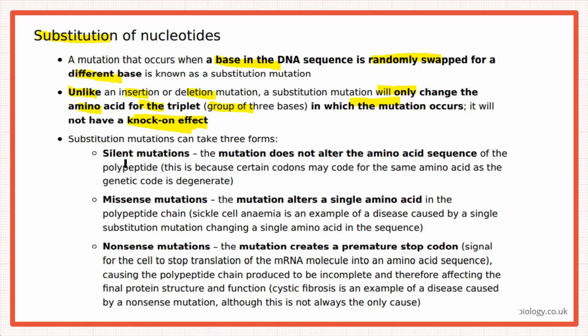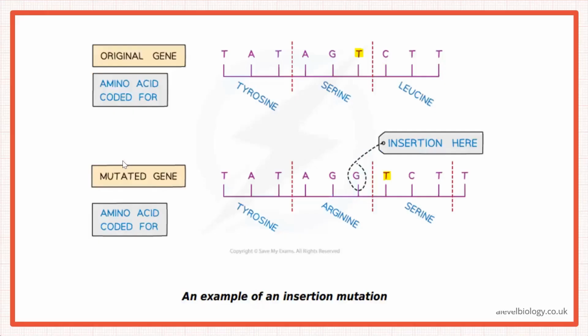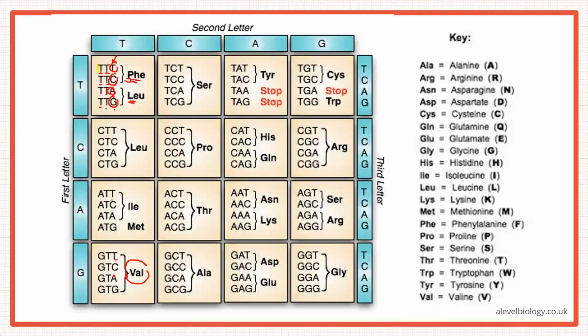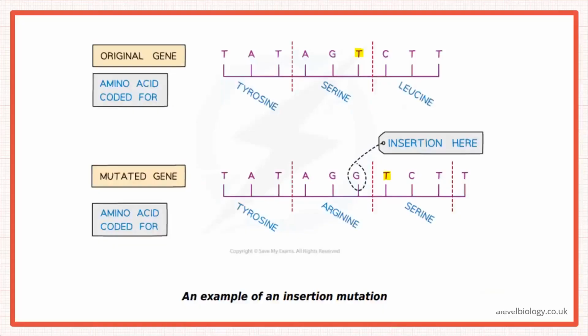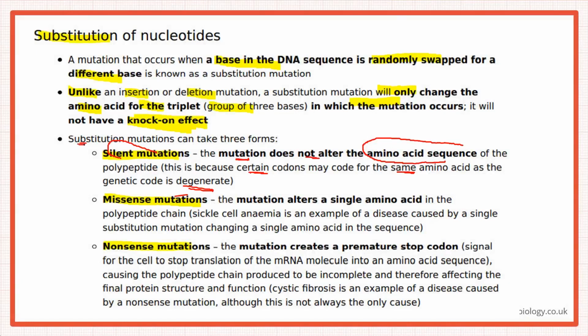So substitution mutations can take three forms. One of them is silent mutation, then we have missense mutation, and then nonsense mutation. What is happening in a silent mutation? The mutation does not alter the amino acid sequence of the polypeptide. This is because certain codons may code for the same amino acid, as the genetic code is degenerate. And this we have already discussed in the previous slide. If I go back and show you, for example, here we have different ways. The first two are the same. There's a change in the third base, but still they're coding for the same amino acid. So this type of mutation is known as silent mutation, and this is a substitution mutation. The mutation would not alter the amino acid sequence of the polypeptide.